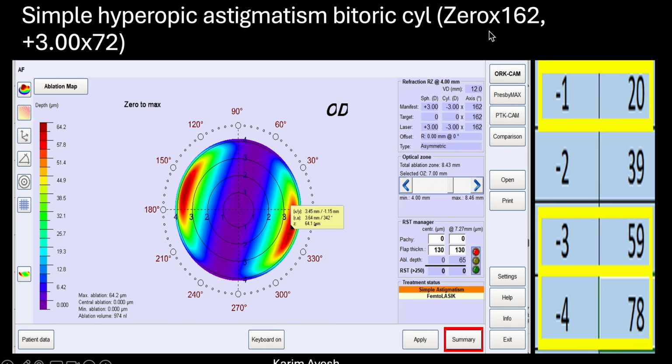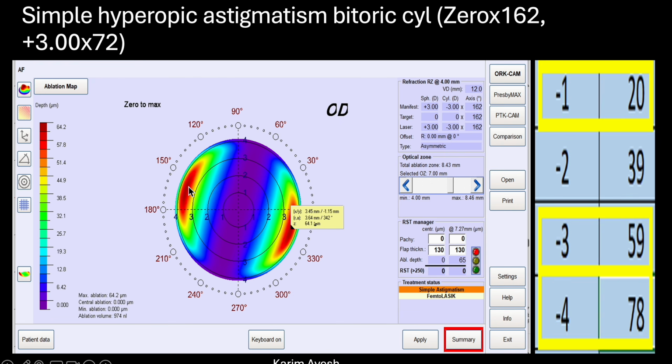So, 0, axis 162, according to this refraction, the flat meridian is what? It is around 72. So it will ablate zero in 72. This happens here according to this software. And this refraction +3, 72. 72, the flat meridian according to this refraction, is what? It is 162. So it ablates 3 diopters at 162.